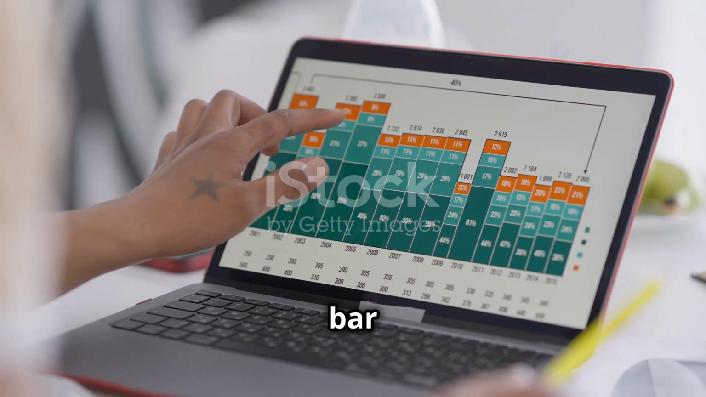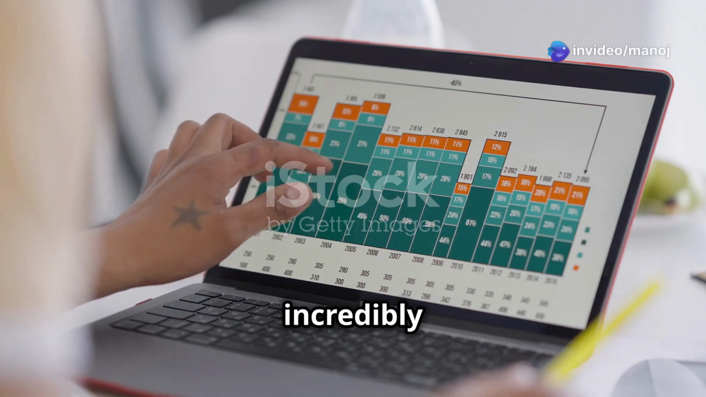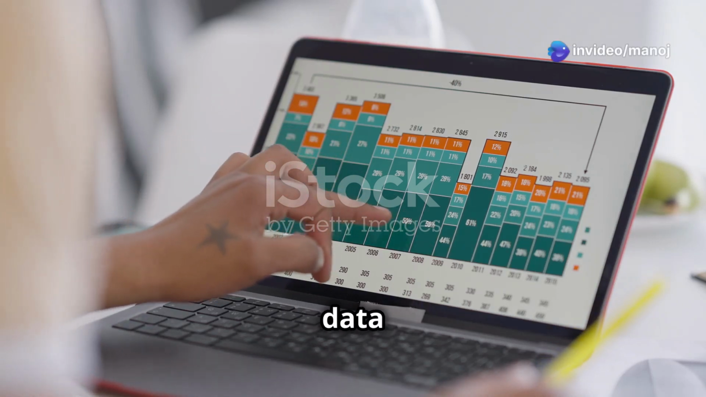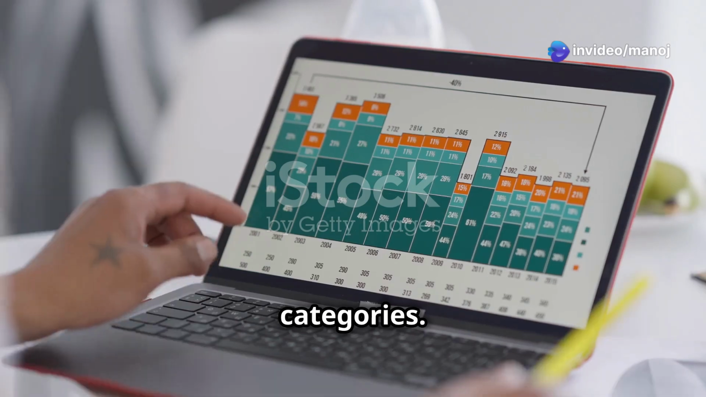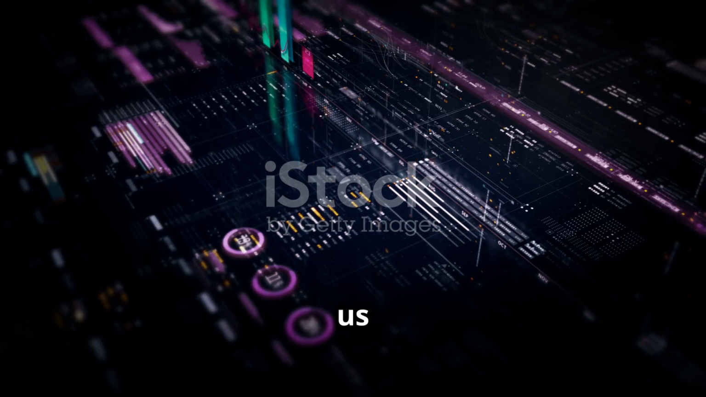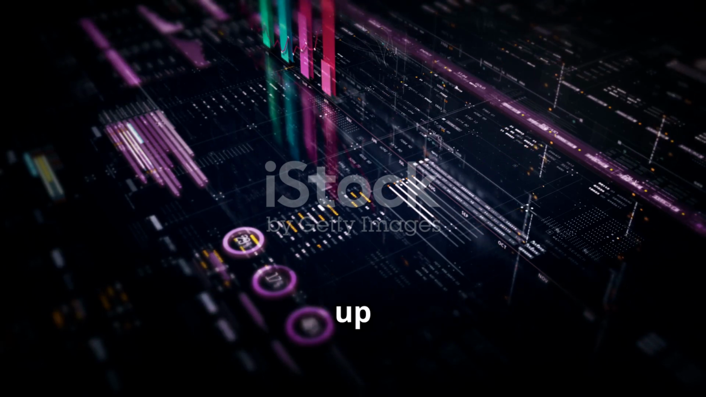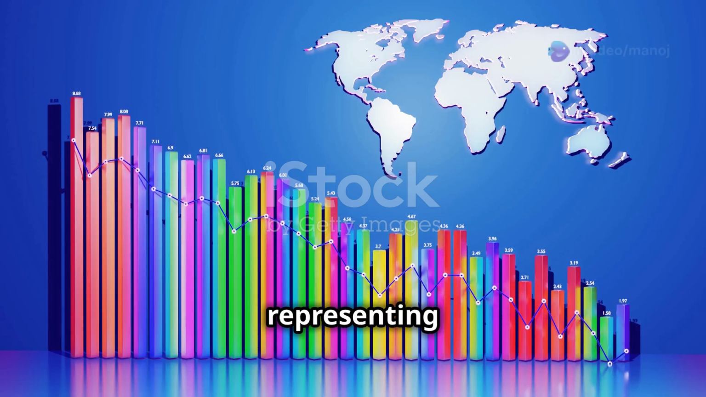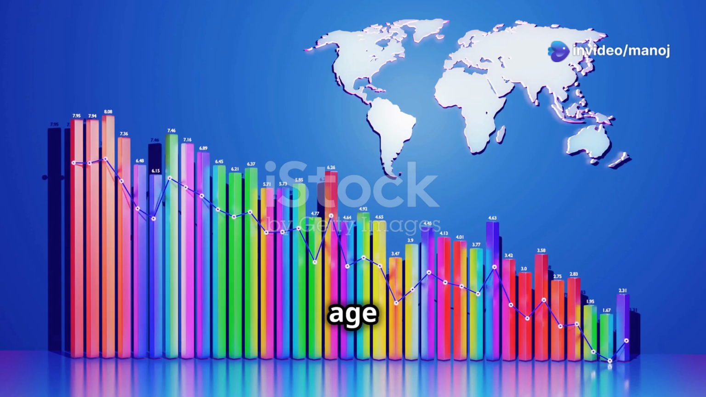Now let's move on to bar charts. These visual tools are incredibly useful for comparing different sets of data across various categories. These bad boys are all about comparing different categories. They help us see at a glance how different items stack up against each other. You might have bars representing different countries, products, or even age groups.